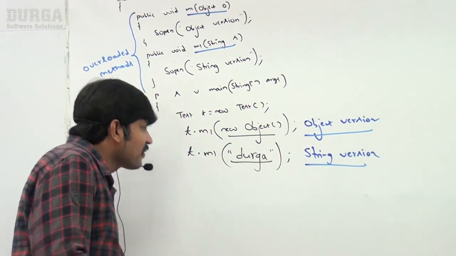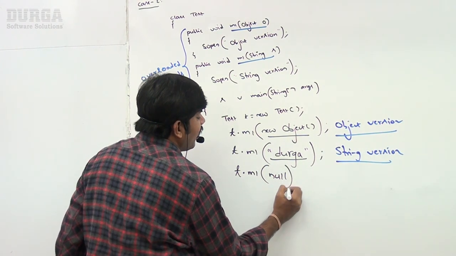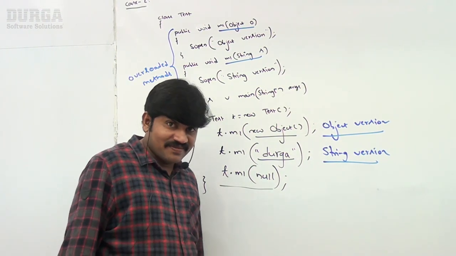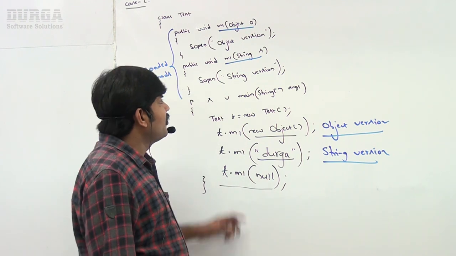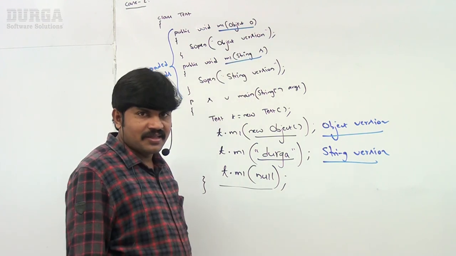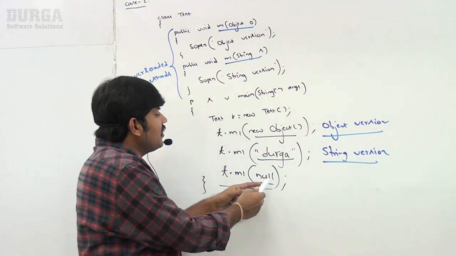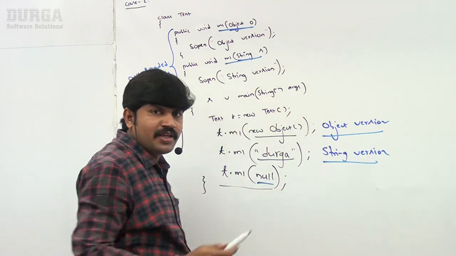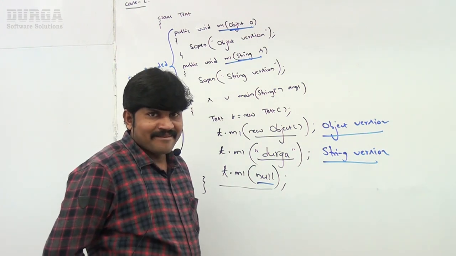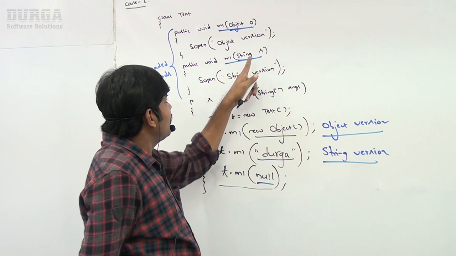Observe carefully. If I take t.m1 of null, I'm passing a null value. Can you please confirm which one we will get the chance? First one object, second one string. Null is a valid value for any type of object reference, and null is valid for a string reference also. Who is going to get the chance now? Both methods got matched, because null you can provide in the place of object and in the place of string.